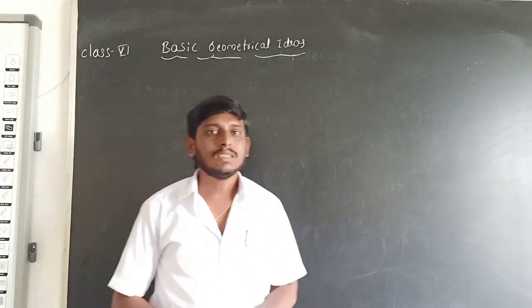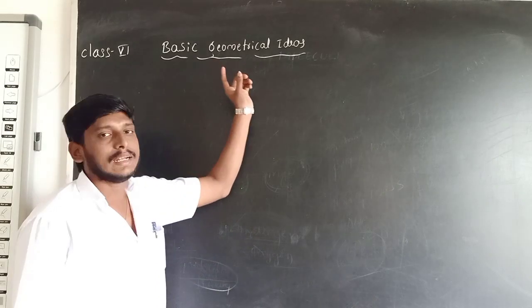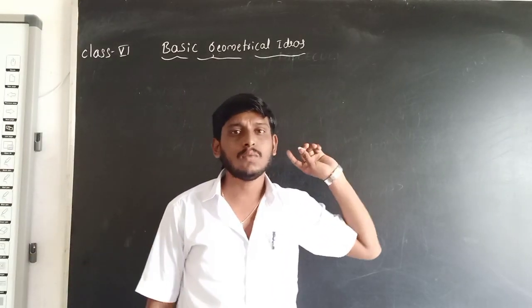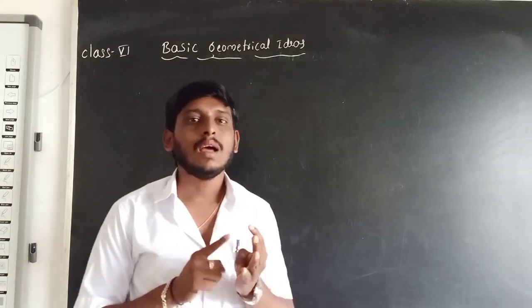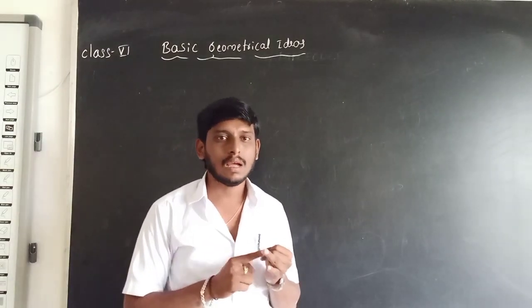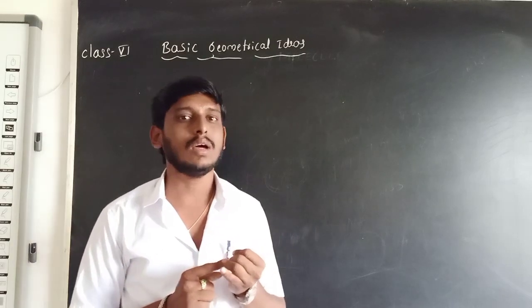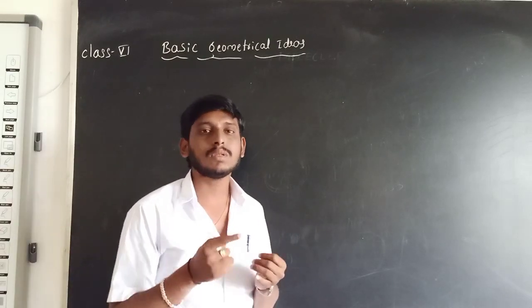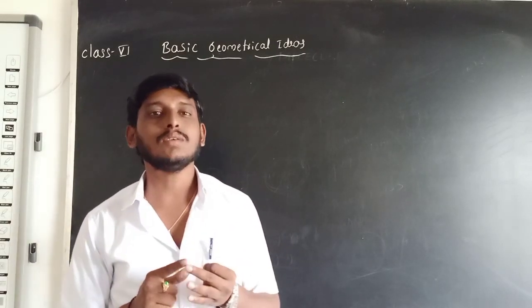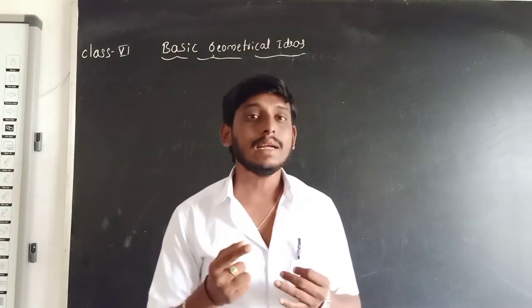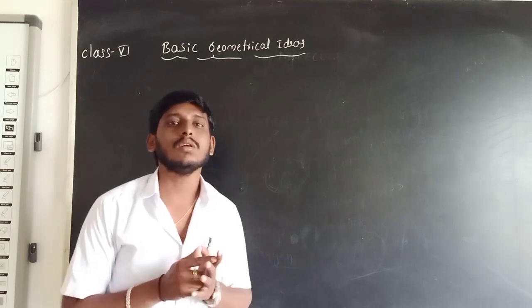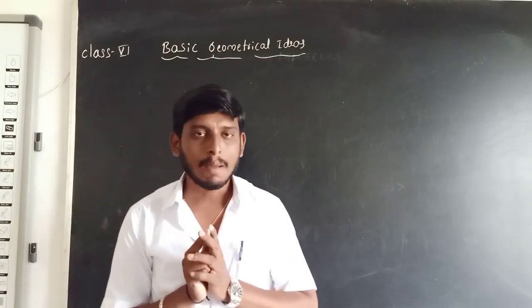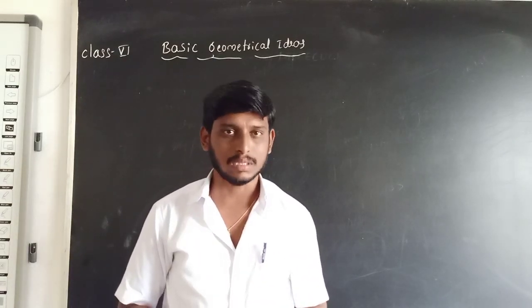Okay students, last class we discussed basic geometrical ideas up to exercise 4.3. What are the concepts we studied in last class? First concept, line segment, ray and angles. Next concept, curve, open curve, closed curve, simple closed curve. Another concept is polygons. What do you mean by polygons? A polygon is a closed figure made up of only line segments.